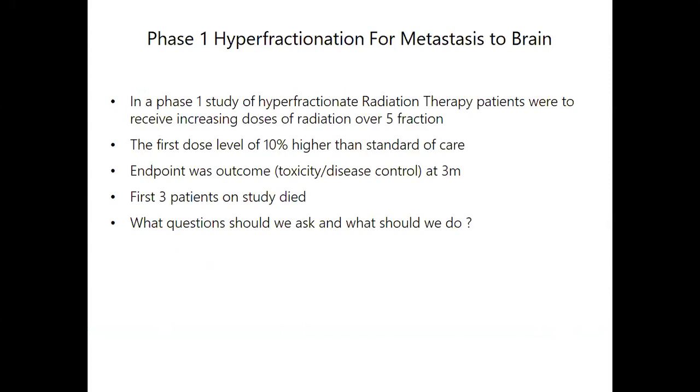Well, the first patient died of infection. Immunocompromised host, infection, sepsis, dead. Second patient died, disease progression. Third patient died through disease progression at 3 months. So, all explainable to a certain degree.